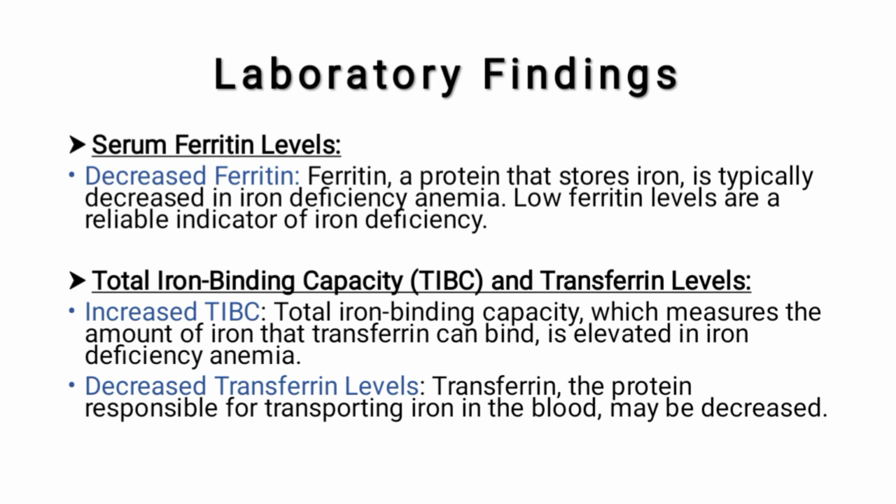Total iron binding capacity and transferrin levels. Increased total iron binding capacity. Total iron binding capacity, which measures the amount of iron that transferrin can bind, is elevated in iron deficiency anemia. Decreased transferrin levels. Transferrin, the protein responsible for transporting iron in the blood, may be decreased.